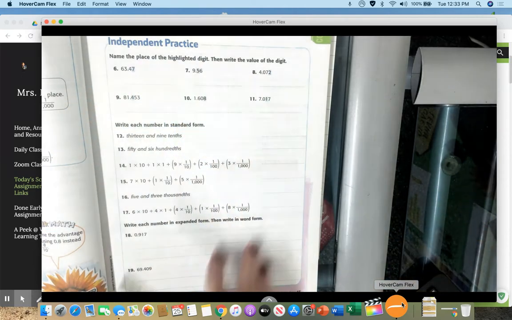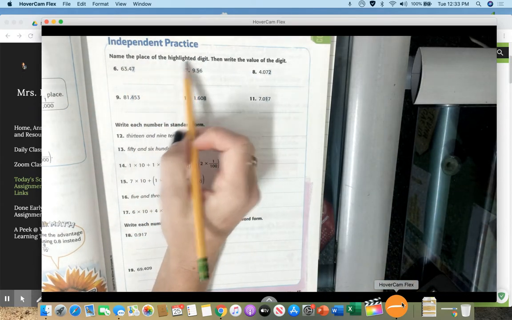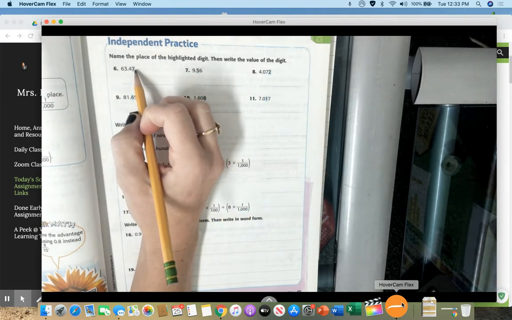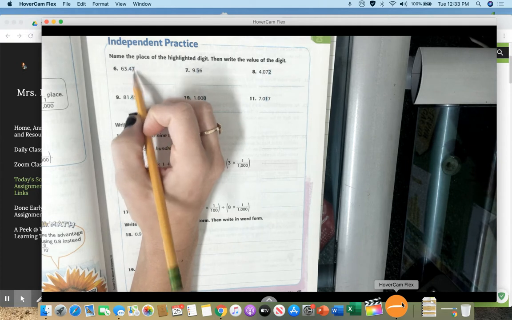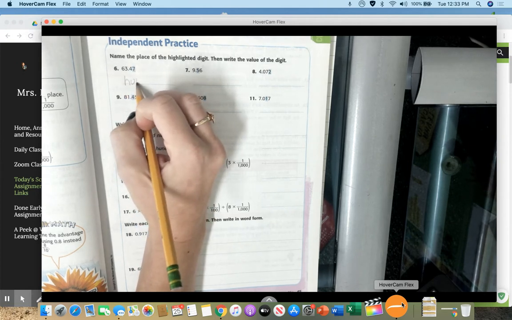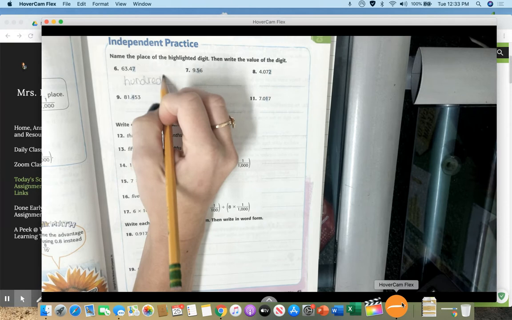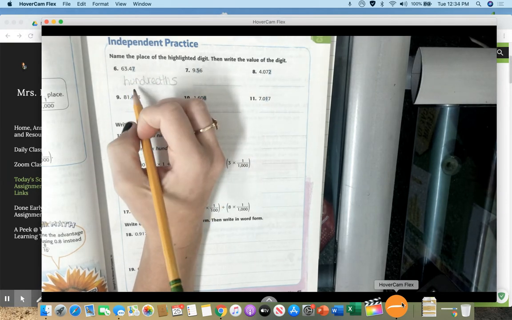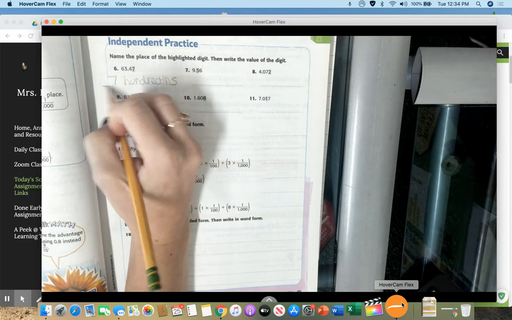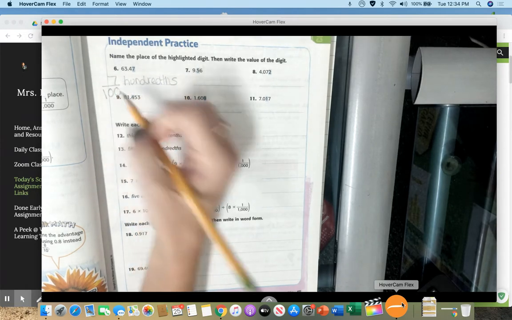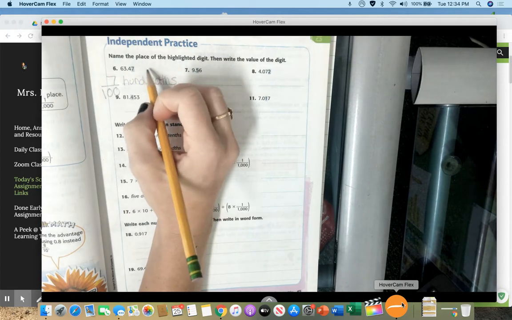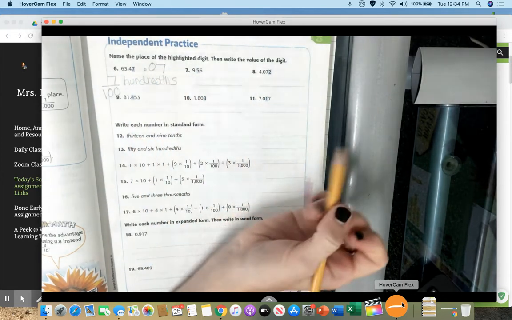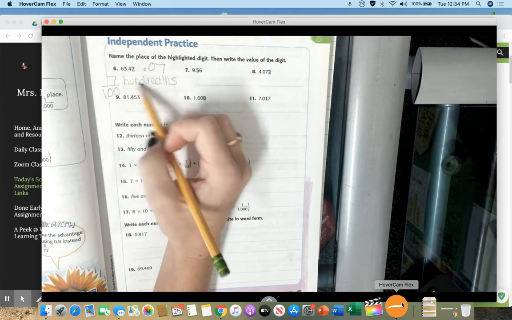All right, let's get back to this. Name the place of the highlighted digit, then write the value. Okay, so name the place. Where is this 7 sitting? Because that's the highlighted digit. It's sitting in the hundredths place. And then what's the value? The value is 7 hundredths. So I'm going to write it as a fraction, 7 hundredths. You can also write it like this, 0.07. It's worth 7 hundredths. So I want to see all three of these ways written down.